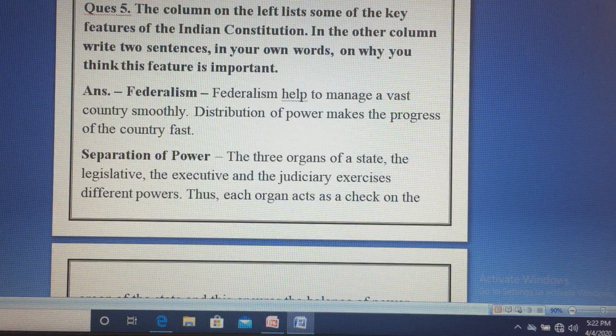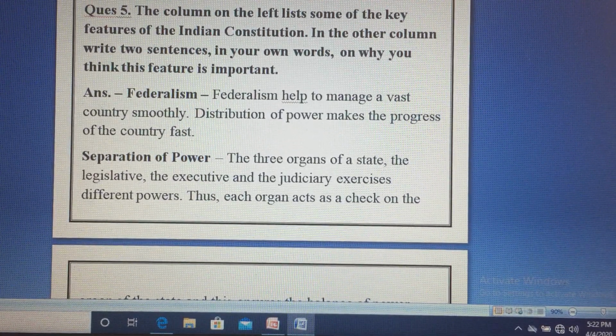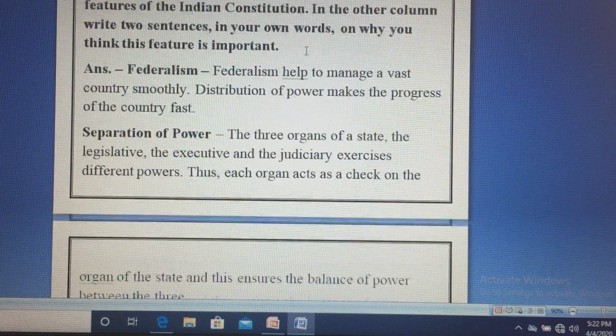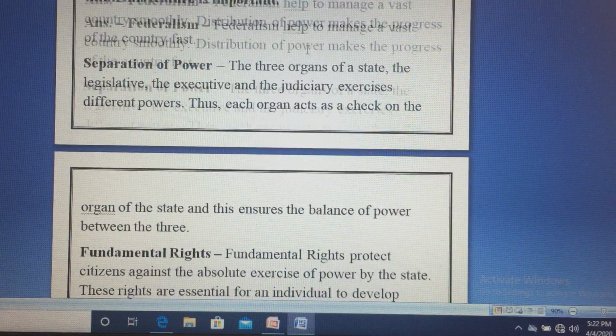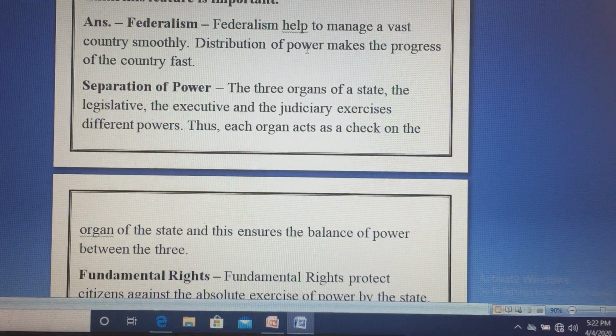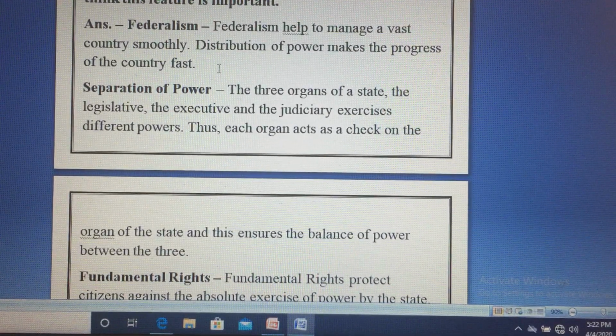So now let's move on to the next column. The column on the left side lists some key features of the Indian Constitution, and we write two sentences on each. So here we'll discuss the key features. First is federalism. Federalism helps to manage a vast country smoothly. Distribution of power makes the progress of the country fast.